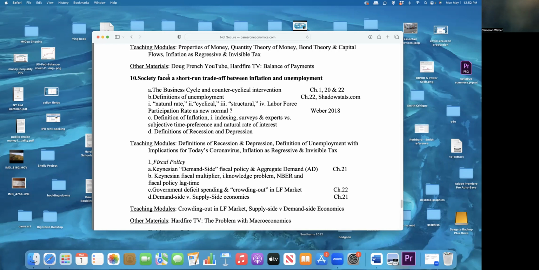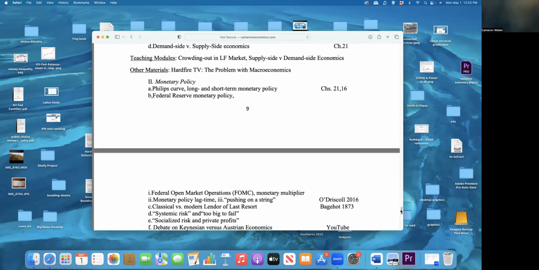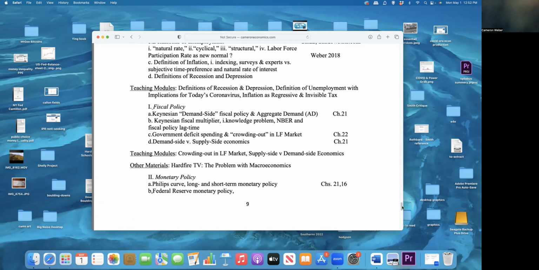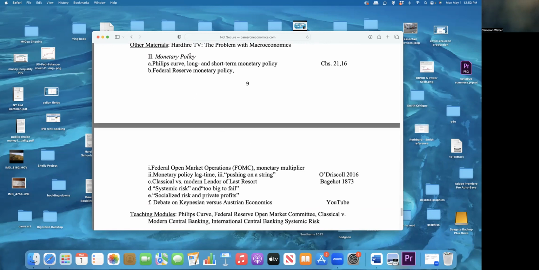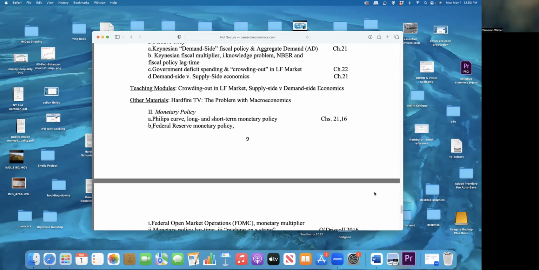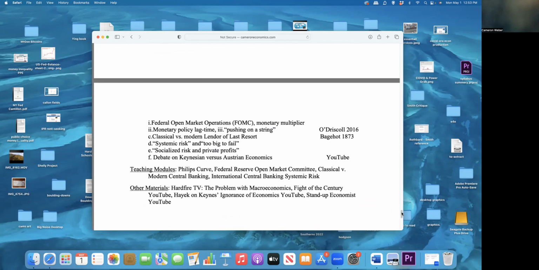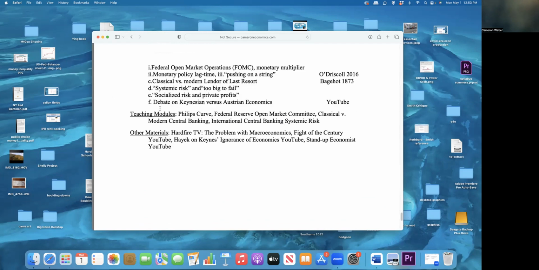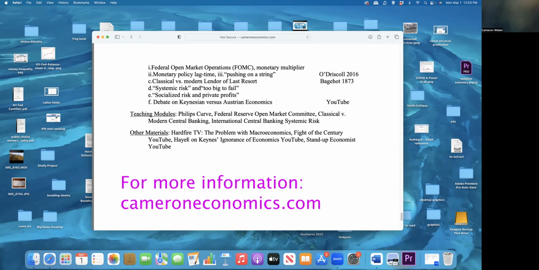There's two parts of macroeconomics: fiscal policy, where we look at aggregate supply and aggregate demand and government spending, and then monetary policy, where we look at the Federal Reserve or central bank monetary policy. But both of these are related, because oftentimes the government will borrow money under fiscal policy, which is then monetized through monetary policy. So you'll see that we've done a Hardfire TV show, The Problem with Macroeconomics. And here's the teaching modules for learning about macroeconomic interventions. And then we also have other materials relatedly.